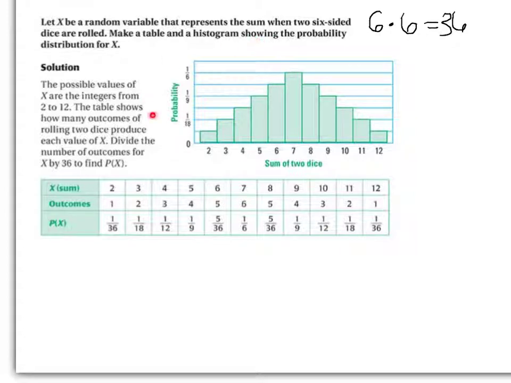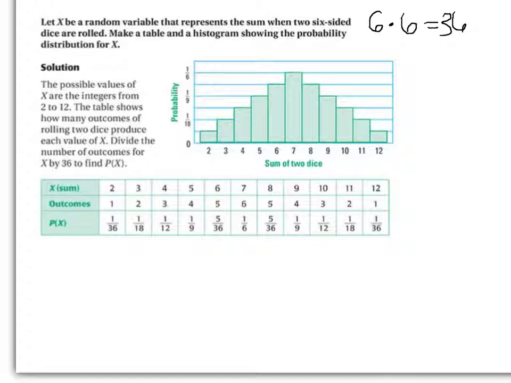So here's the histogram. See how they have the probability on the side and the sum of the two dice on the bottom? Well, if you roll two dice, you can roll a 2, 3, 4, 5, 6, 7, 8, 9, 10, 11, or 12. Then see how they made this table to be able to create the histogram? How many possible ways are there to get a sum of 2? Well, 1 in 36. A sum of 3, there's 2, 1/18, 1/12, 1/9. Okay.